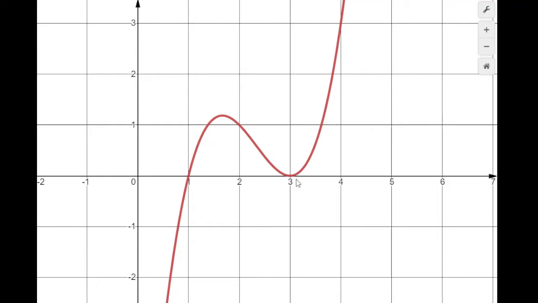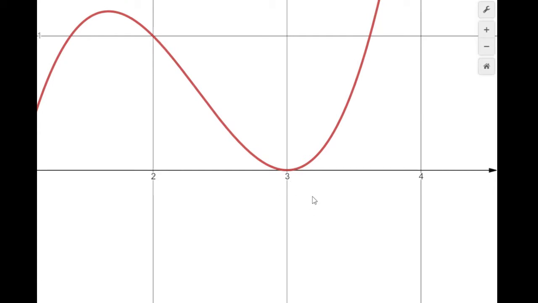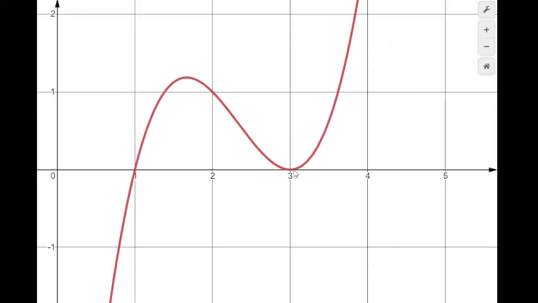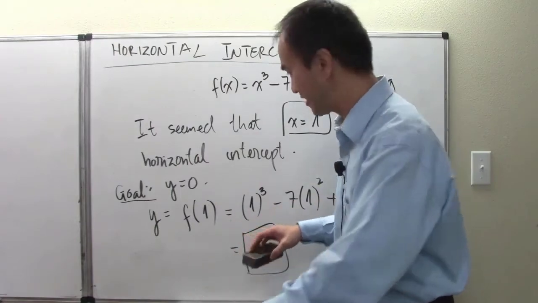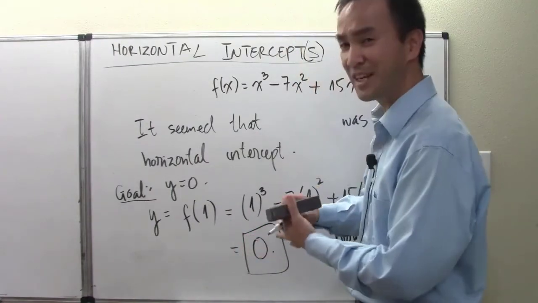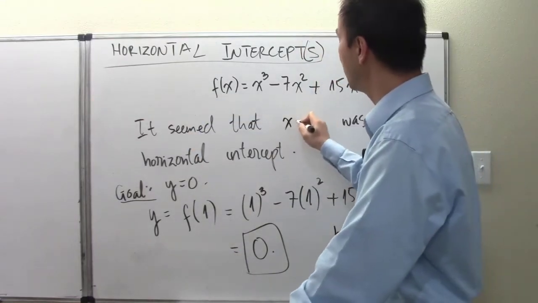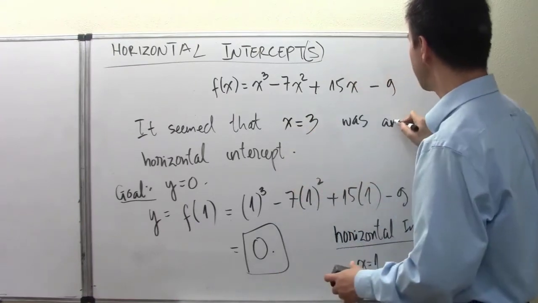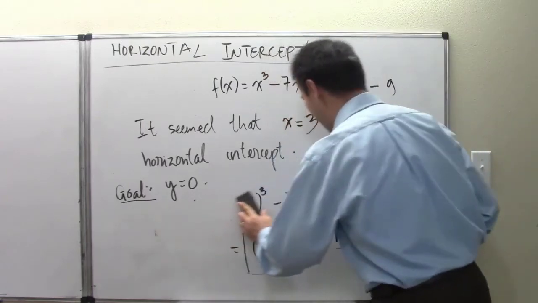And that's why all I can say is it seems like, okay? Because we never know for sure, because of the resolution of any graph, no matter how close I zoom in, we're still not sure if it's really at x equals 3 or somewhere like 3.001 or something like that. And that's the reason why, taking account of that point, I'm going to repeat that logic again. It seems that aside from x equals 1 that we already verified, x equals 3 was another horizontal intercept.